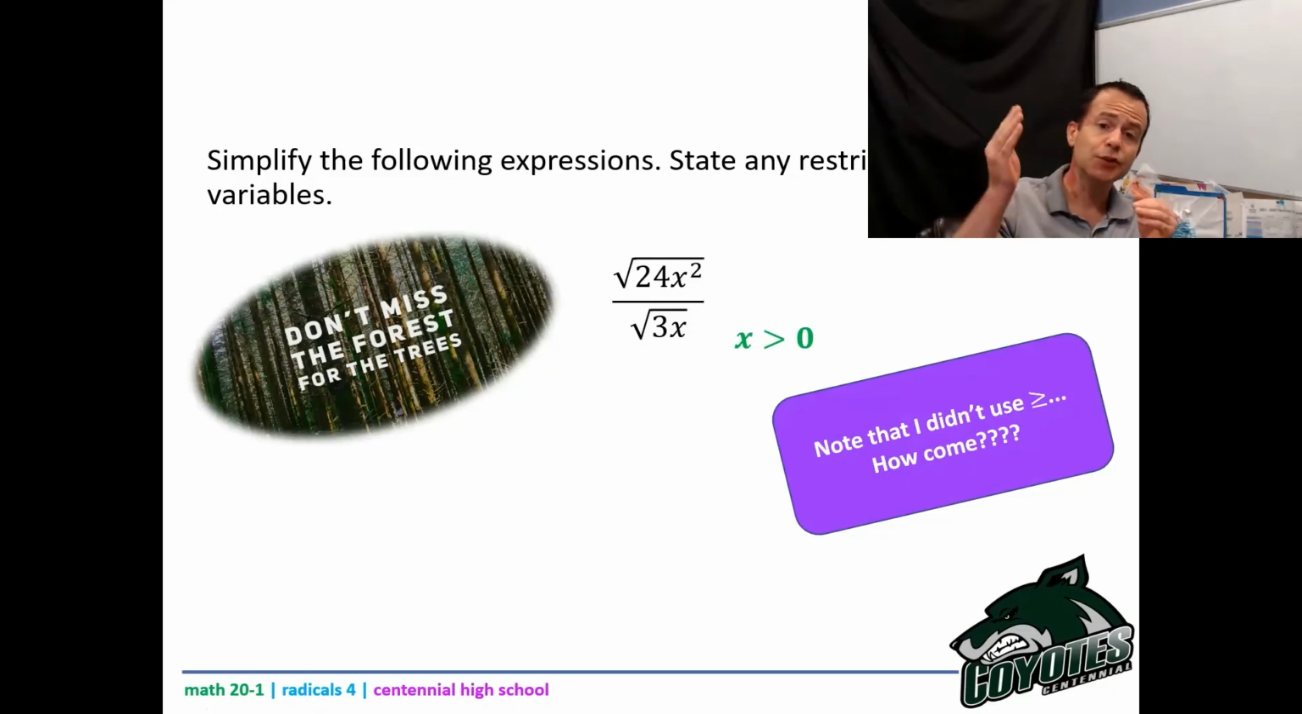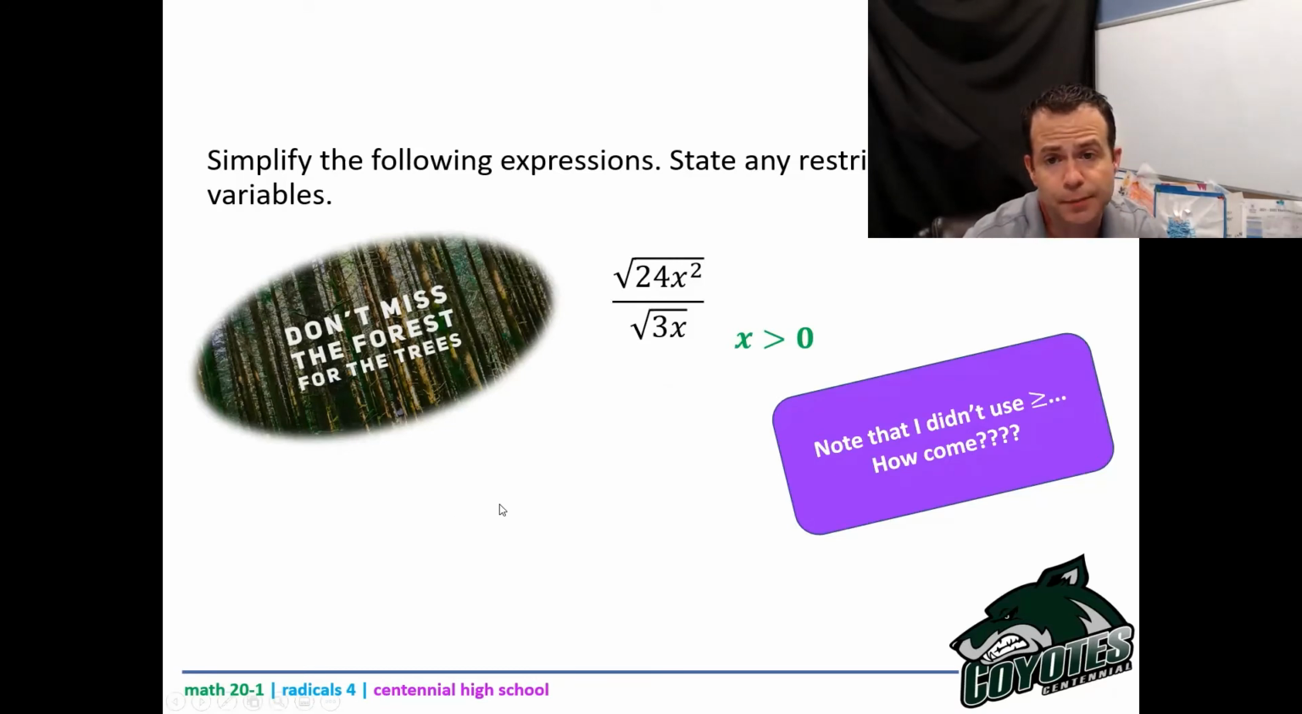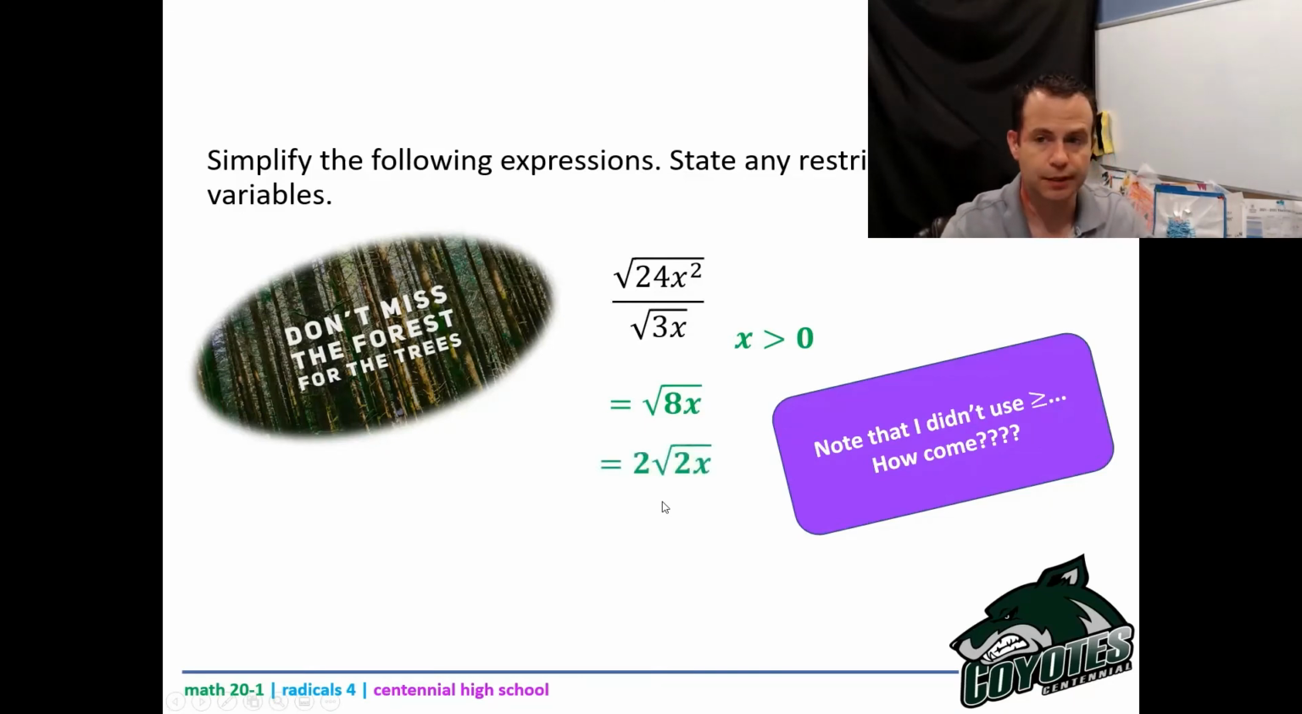No, actually, do the division first. The rationalization is always the last piece you do. So 24 divided by 3 is 8, x squared divided by x is x. So this just becomes the root of 8x. Okay, then I can simplify that. 8 is 4 times 2, root of 4 is 2. So this will become 2 root 2x. Okay, 2 root 2x, where x has to be greater than 0.